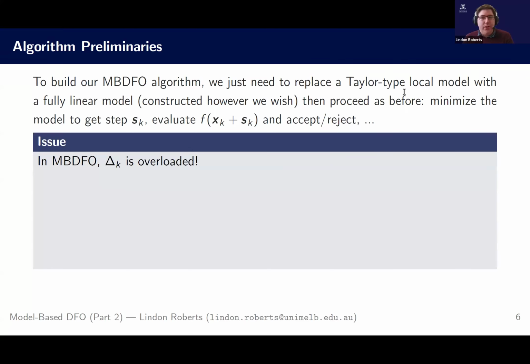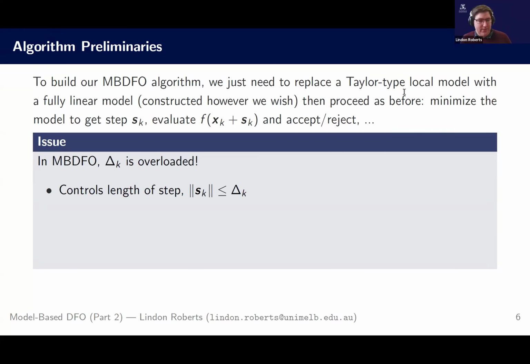The problem that you run into if you try and prove convergence for this really boils down to the fact that in this derivative-free situation, the trust region radius, delta K, has too much work to do. It's got too many roles it has to fulfill. It's overloaded. So importantly, it really has three important jobs in this algorithm. In the derivative-based case, it only has one job.